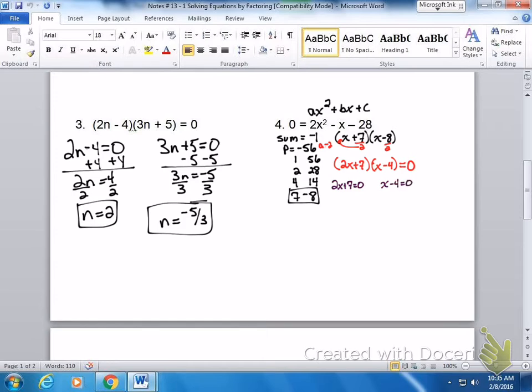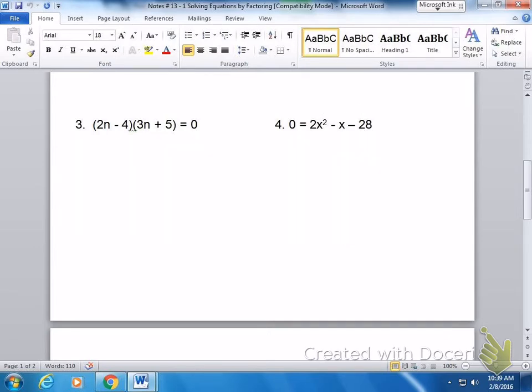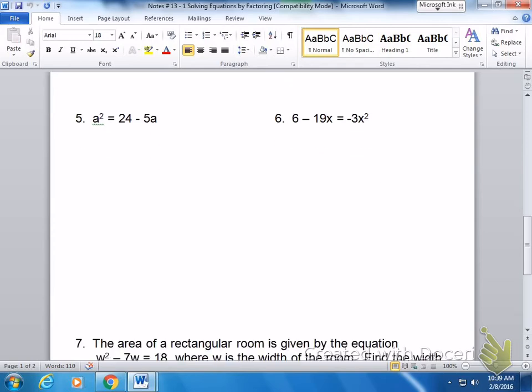So again, I can solve them. The first one, I subtract 7 from both sides. I get 2x equals negative 7. I divide both sides by 2. And one of our factors is x equals negative 7 over 2. And in the other one, I just add 4 to both sides. So I get x equals 4. So my solutions are negative 7 over 2 and x equals 4. All right, guys, let's go ahead and go on to the next page.